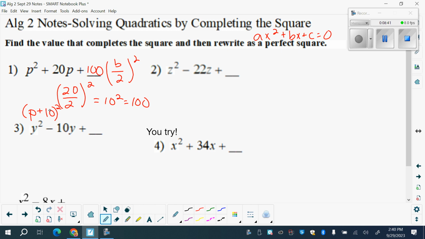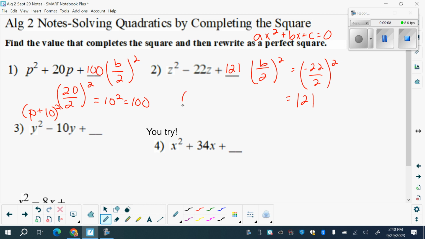So what do we do on number 2? Again, we want to do our b over 2 squared. What's our b in this one? Negative 22 divided by 2 squared, which is 121. So this is 121 here. So that's part of my answer.